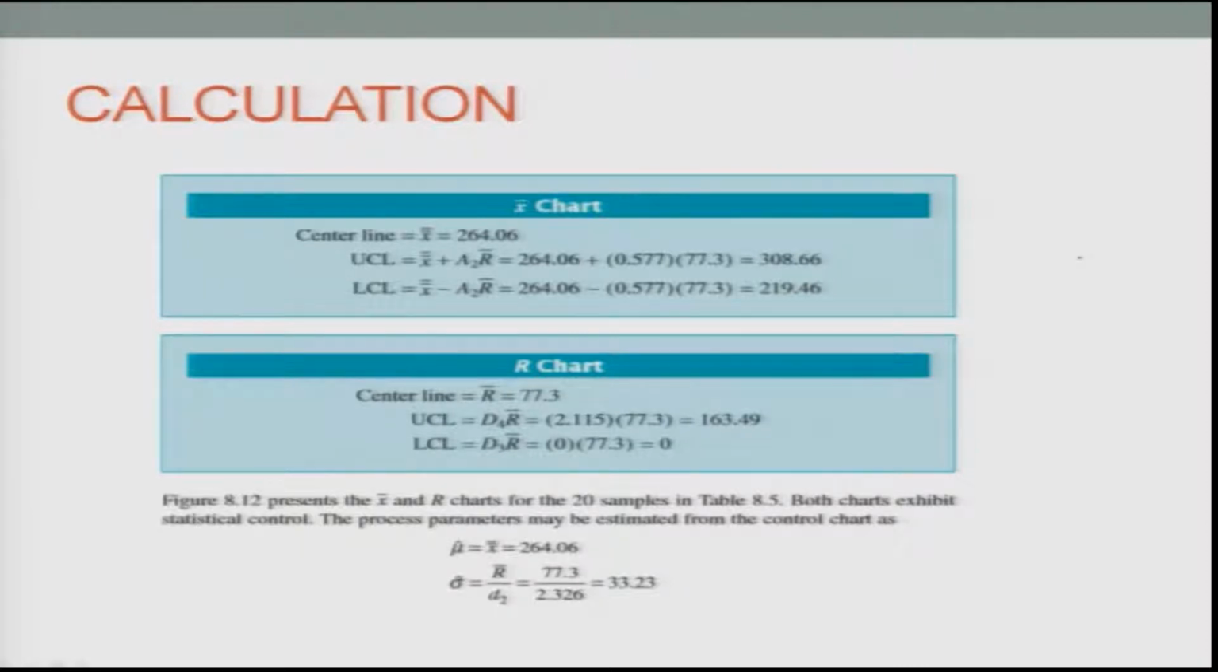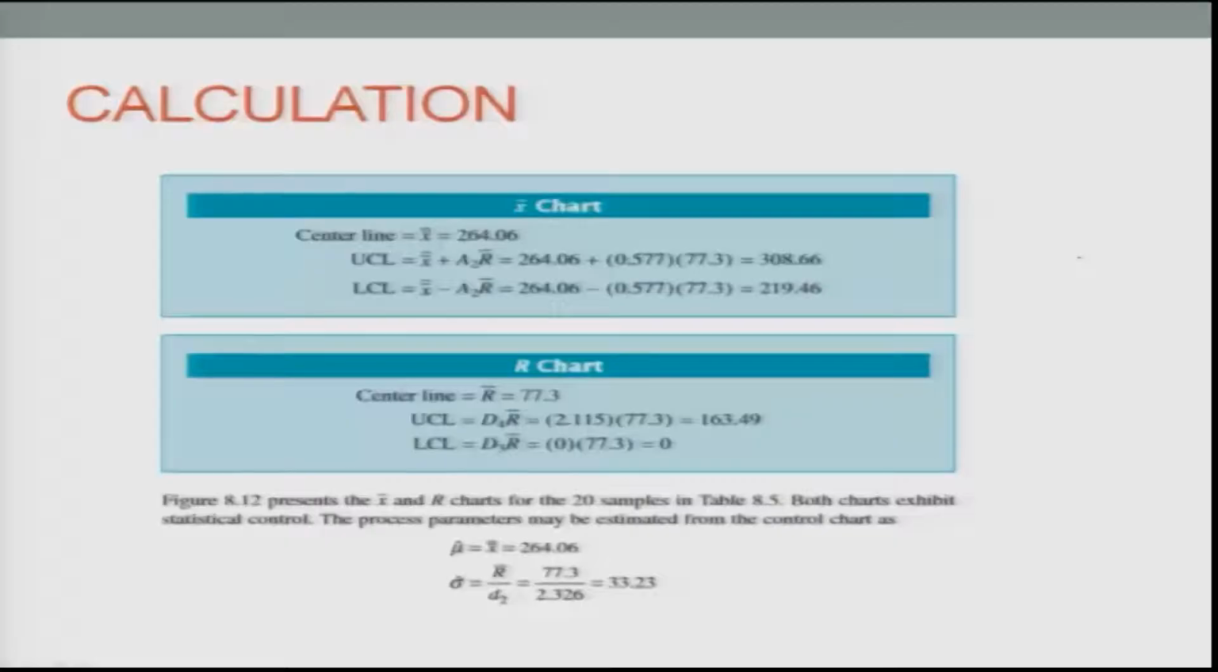Similarly, for the R charts, the average value is 77.3, the upper control is 163.49 and the lower value is basically 0. So, once you find out, you can find out the process parameters and then compare them. If they are really close to the X double bar value for the mean value, and for the sigma value, if R bar divided by the small d2 value, whatever it is depending on the sample size, comes out to be 33.23, if it is closer to the overall population standard deviation, we know that the calculations and the process capabilities have been done as per the norm.